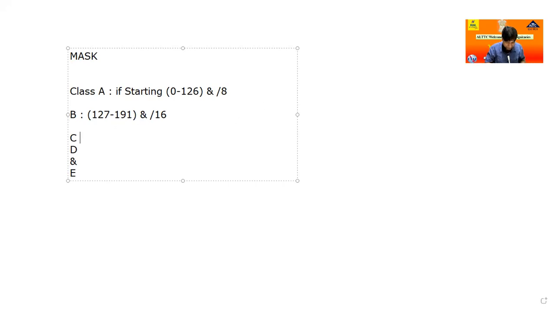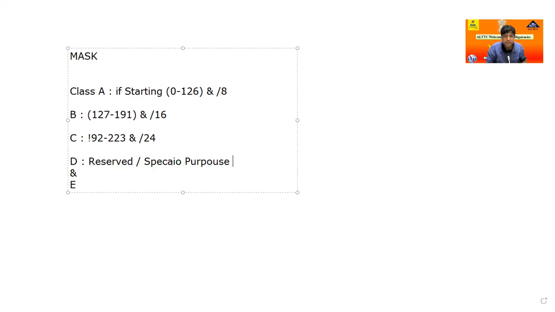Then next, 192 to 223 and /24. This is class C. And class D: the first three classes are distributed across the world. But D, as per the US, is not given to any devices. This is a special purpose, reserved, not given to any customer.